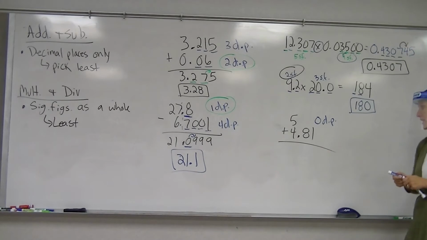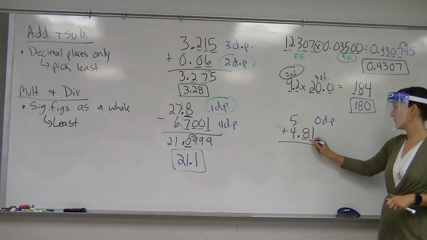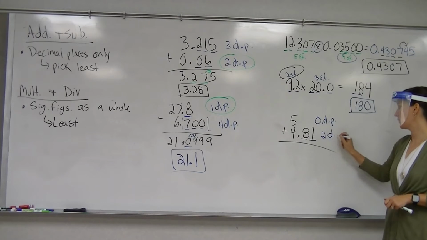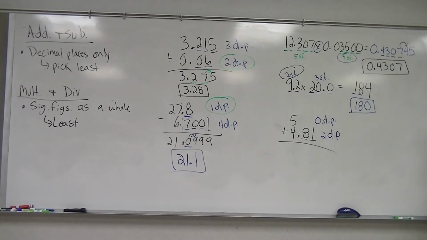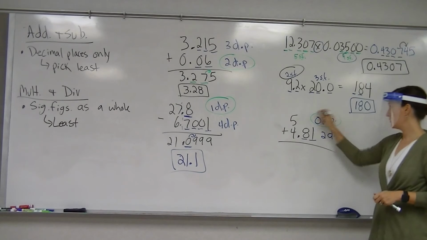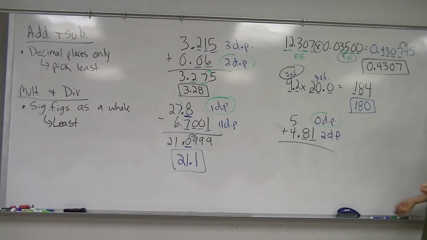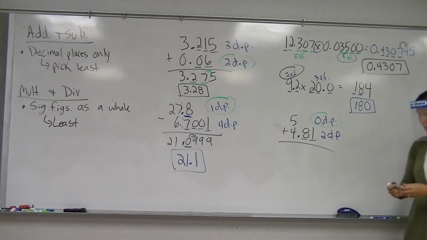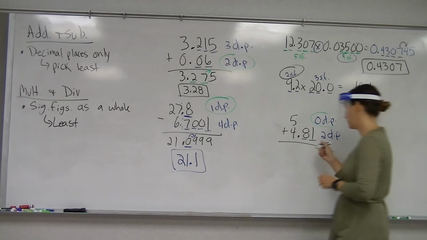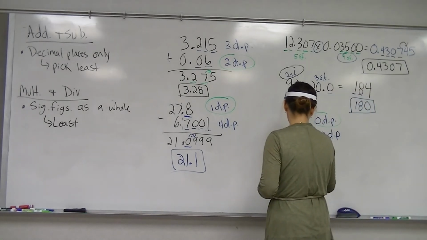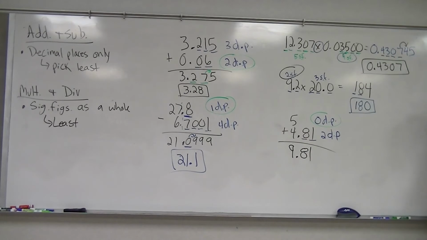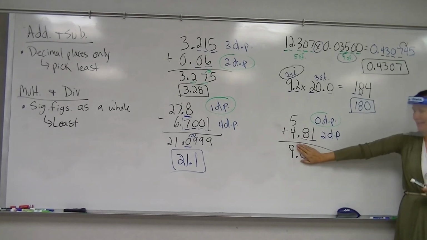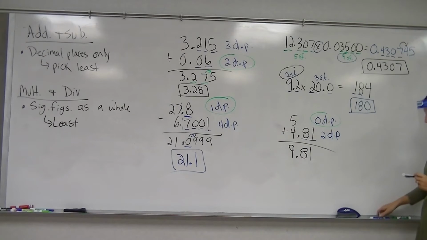The next number does have a decimal, so we're counting just after the decimal, and in this case it's 2 places after the decimal. So we're still picking the least, and so what number is smaller, 0 or 2? In this case it's going to be 0. So all that means is once we calculate this out, we don't want anything after the decimal. We want a whole number, is all that's saying. So I'm going to add this like normal, see what I would get in my calculator, or if I do it on paper. And I get 9.81. So we just said we don't want anything after the decimal, so that means just the 9 is what we're keeping.